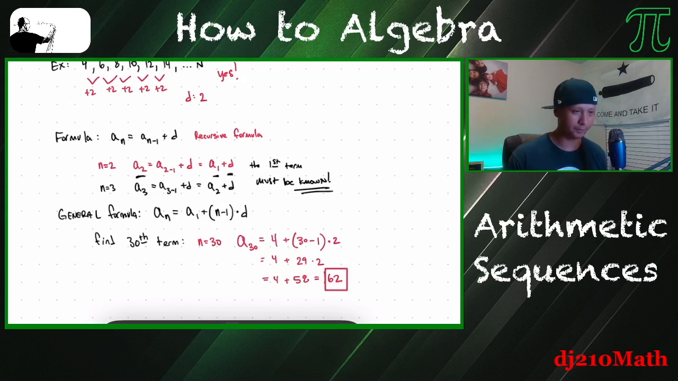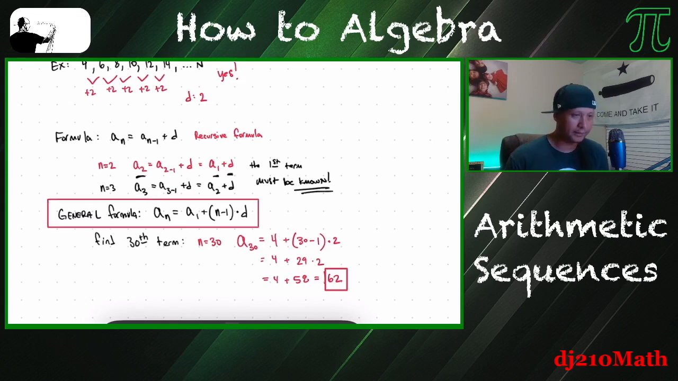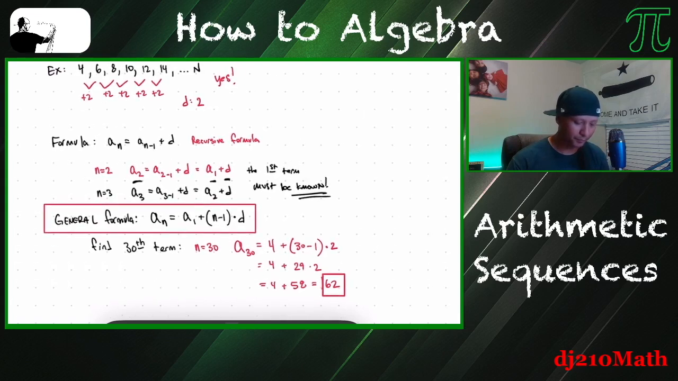Kind of interesting. So the big takeaway from this whole lesson is the general formula: a sub n is equal to the first term plus n minus 1 times the common difference.